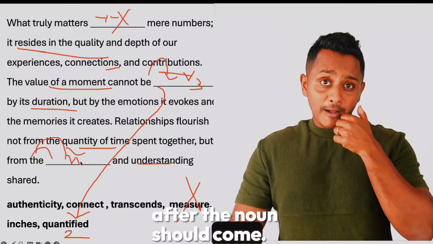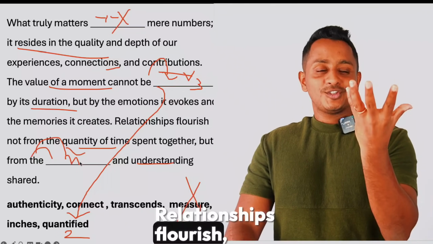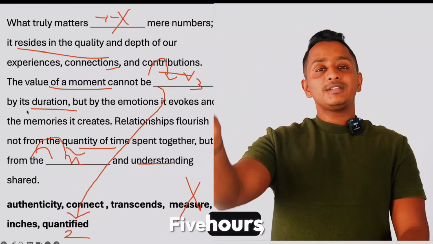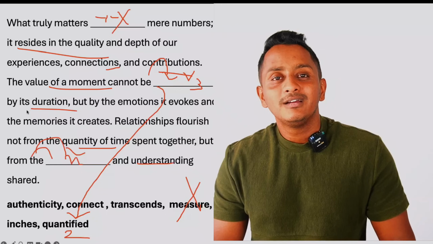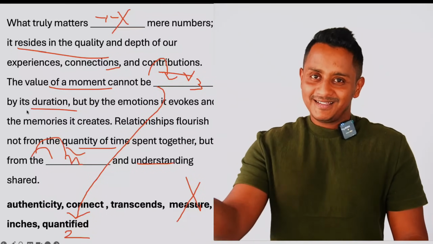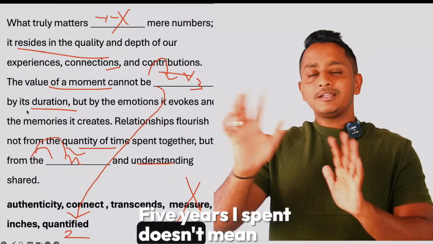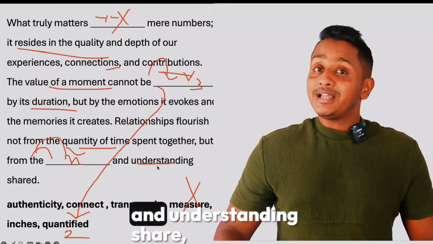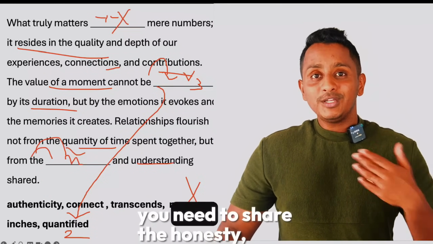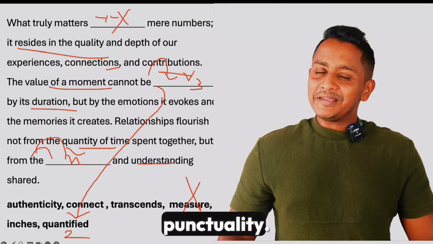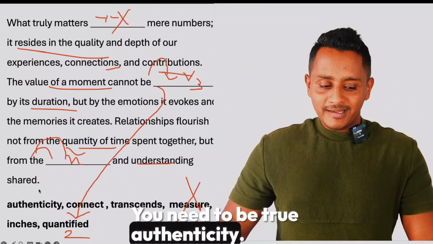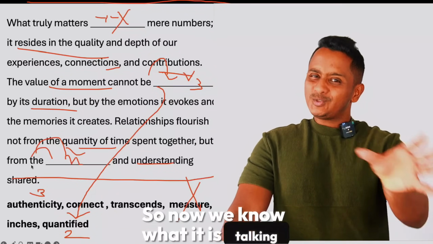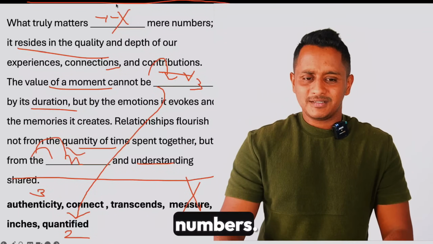After the noun should come a verb. Relationships flourish, progress, not from the quantity of time. Five hours, five years I spent, and they apply for divorce. Things fall apart. Five years I spent doesn't mean that your relationship will flourish, but from the dash and understanding shared. You need to share honesty, punctuality. You need to be true, authenticity. So now we know what it is talking about. It is not talking about just the numbers.